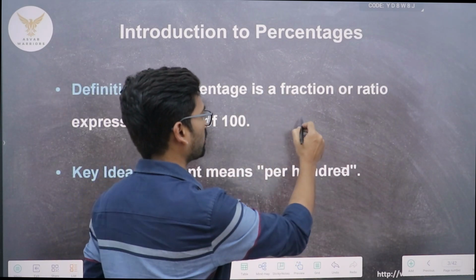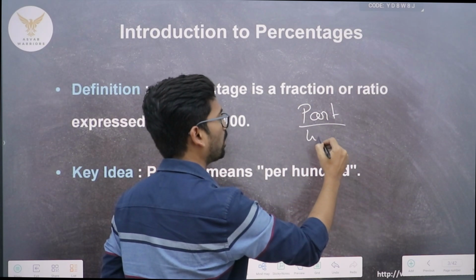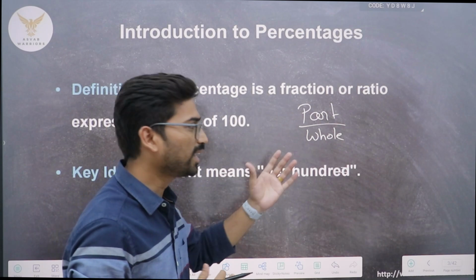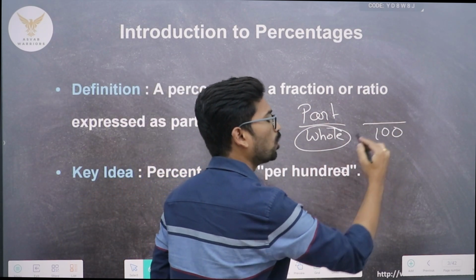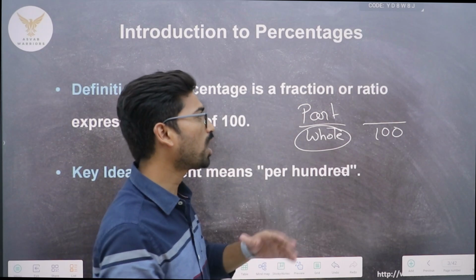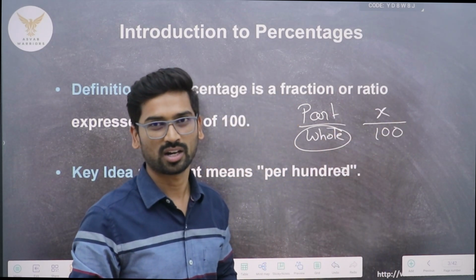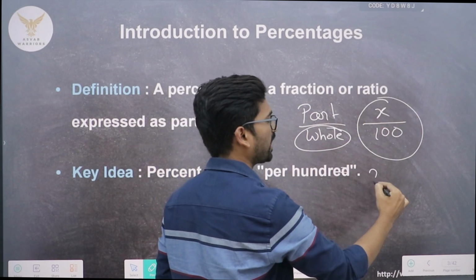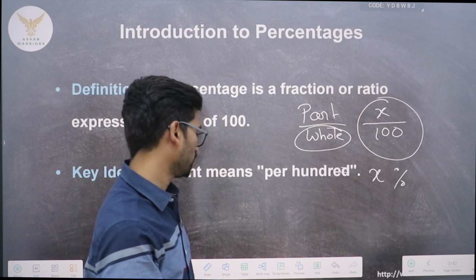In this case, the fraction is part upon whole, some part of the whole. Now in this case the whole is 100. In percentages, the whole is 100. Now what part of 100? Let's say x part of 100 we are saying. Then we can write this fraction as x percent. This is the sign for percentage.